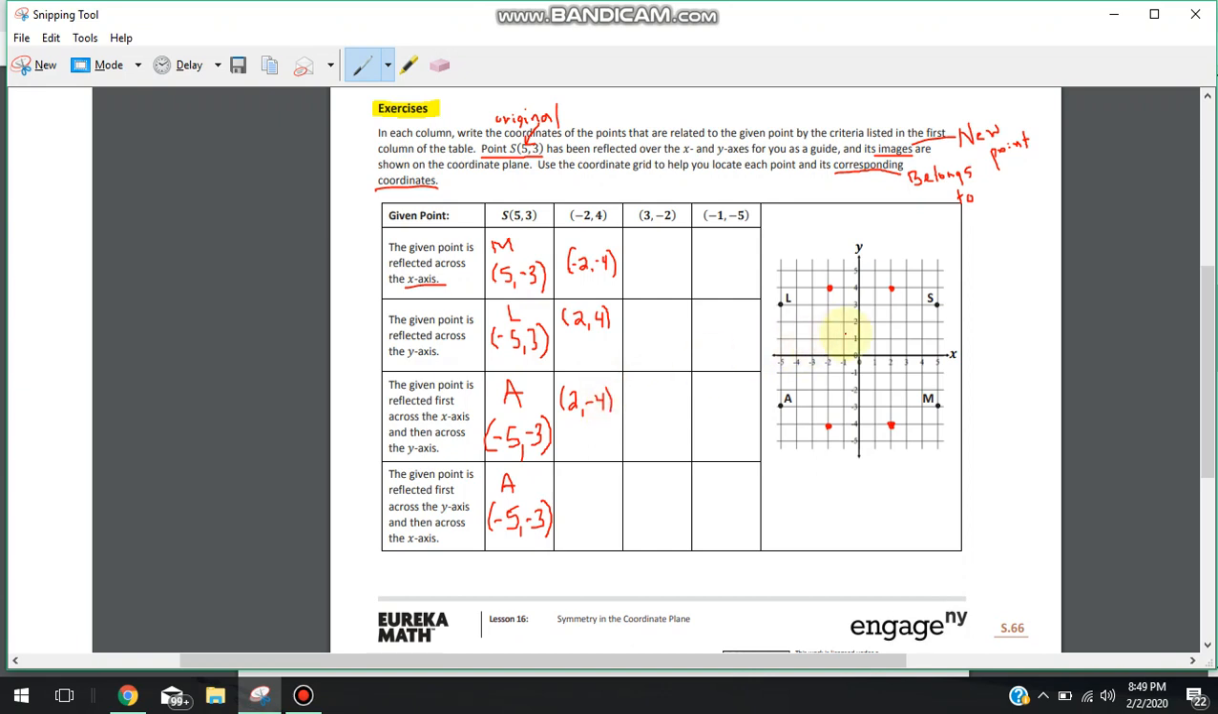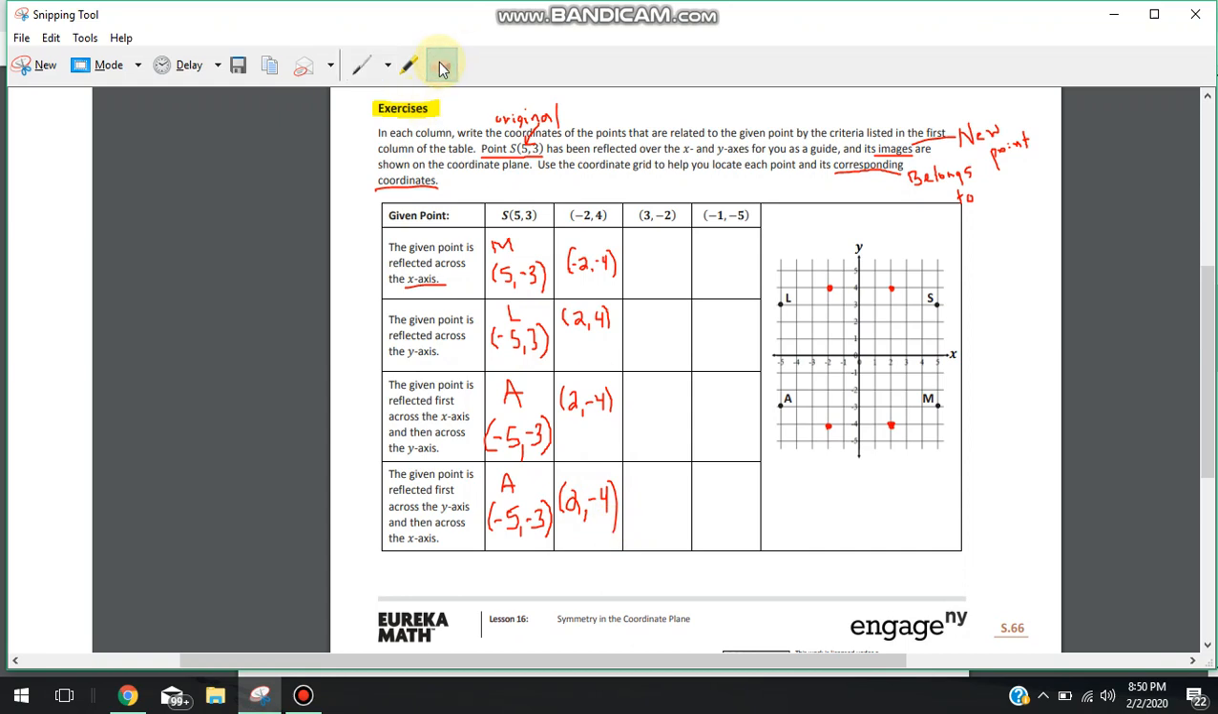And now starting at my original point, I'm going to reflect over the y-axis and then the x-axis. So I'll reflect this way and then reflect over the x-axis, and I'll still end up at the point where I just was. Interesting. 2, -4. Okay. I hope that's making sense to you.